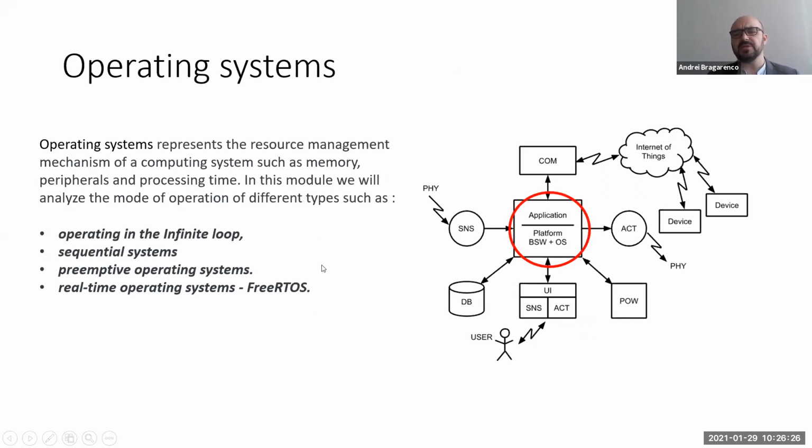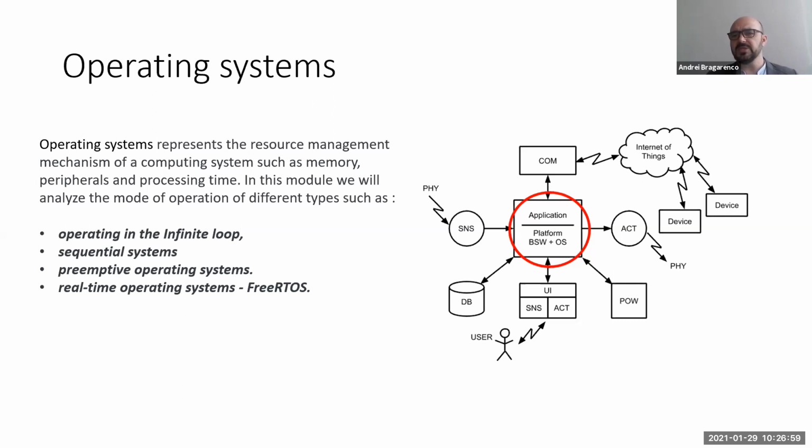Operating system. Of course, when we are speaking about an embedded system, we should manage something. From the software point of view, we have a few system resources to manage. That means we have to manage peripherals, we have to manage processing time, and we have to manage memory. These are the three main resources that should be managed in the application.